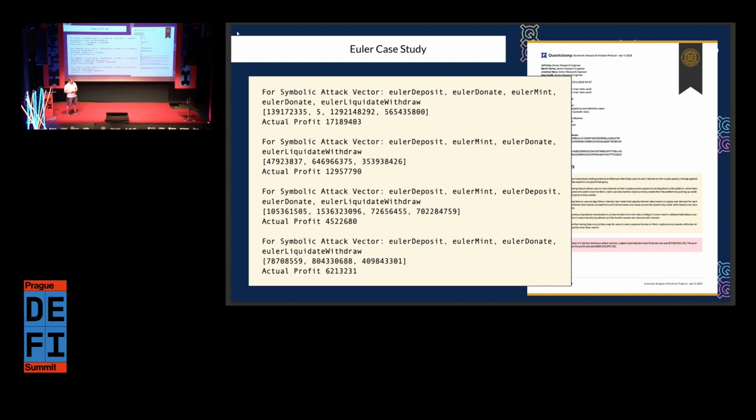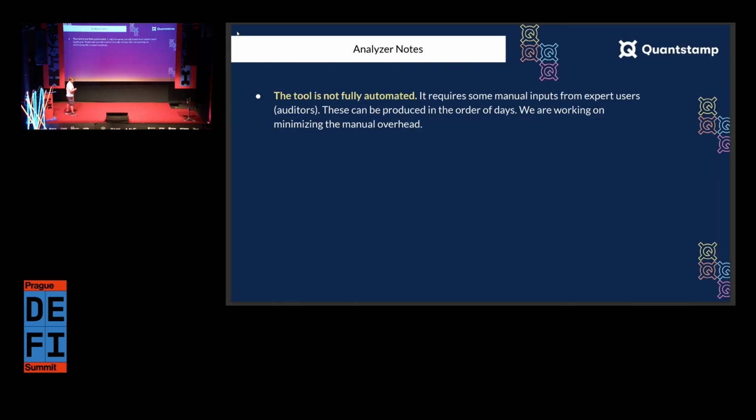The tool right away tells us, hey, there is a symbolic attack vector. You have to deposit, you have to donate, you have to mint, you have to donate, you have to liquidate yourself. And that will give you $17 million in profit. And then we can take these symbolic attack vectors and actually maximize them as auditors. And we are able to find everything that actually happened in practice and in the wild.